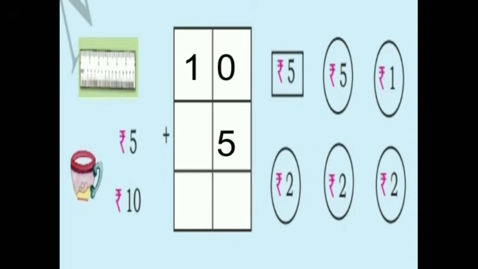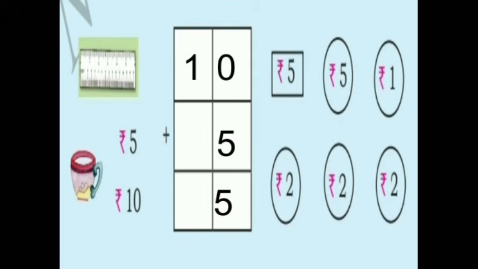Here we have 5 rupee 1 scale and 10 rupee 1 cup. First we should add these two. First we should add the units place digits. They are 0 and 5. What is 0 plus 5? 0 plus 5 is equals to 5.